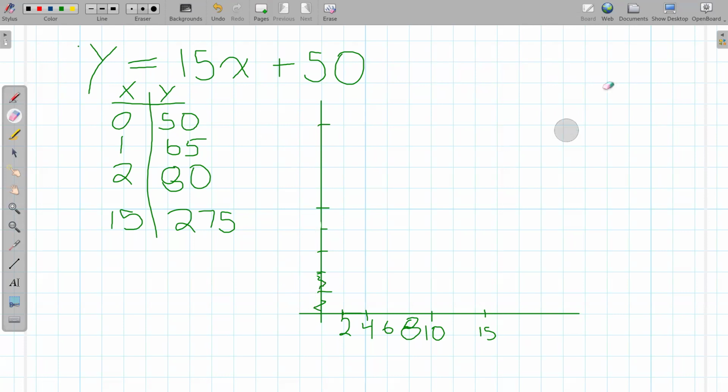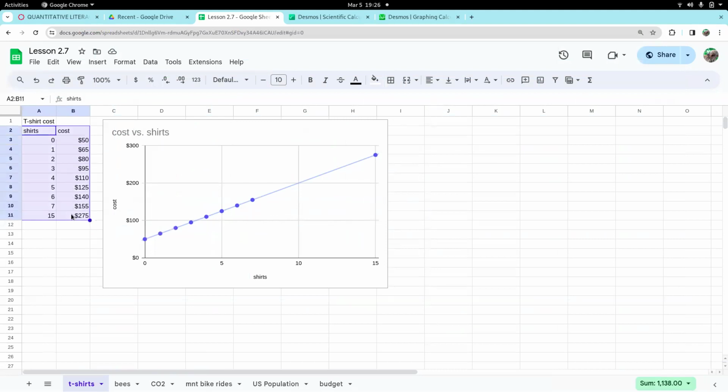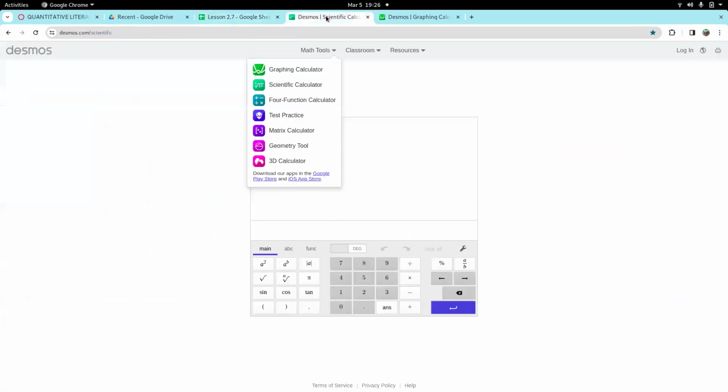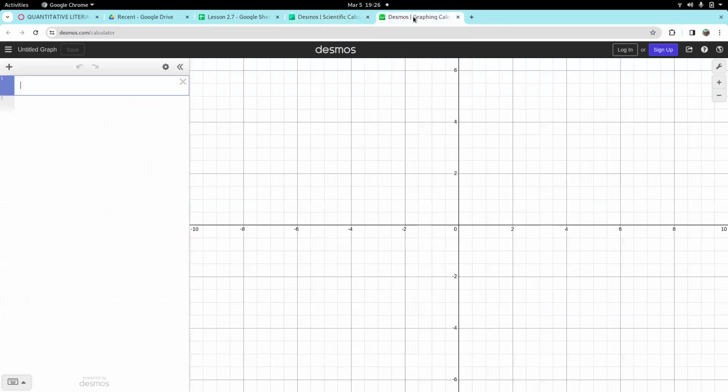When spreadsheets and computers do it, they do it a little bit differently. So if we go to the computer, when I highlight all of these numbers and say, make me a graph, it looks at the beginning and the end and then makes its best guess at what's a nice range of numbers to show and how to scale in between. Now, we've been using the Desmos scientific calculator, but that doesn't graph. So for this exercise, lesson 2.7, you might consider using the Desmos graphing calculator, where I can type in something like y equals 15 times x plus 50, and it'll graph it.